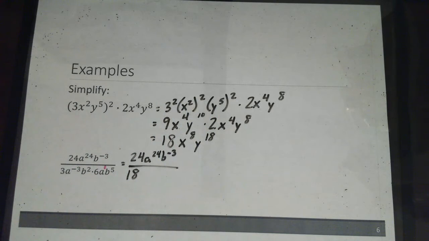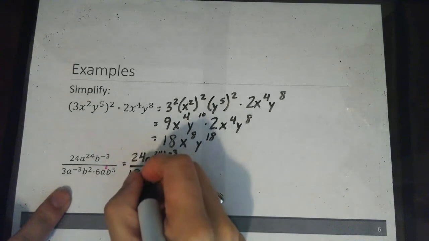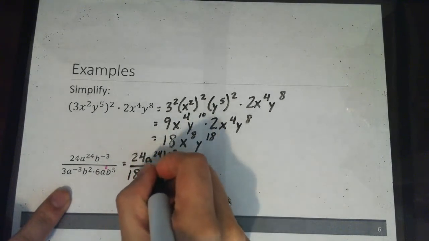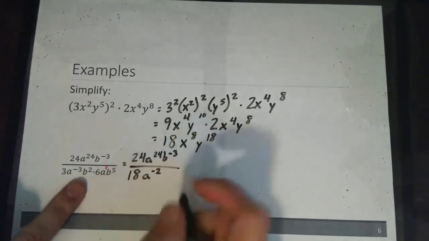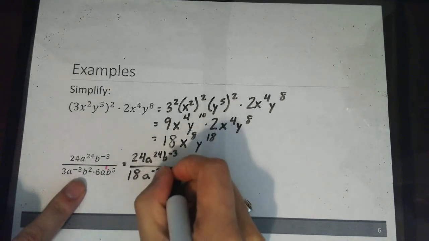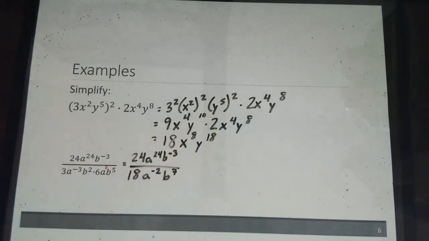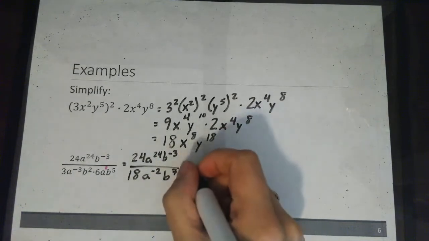Since these are being multiplied by each other, I add my exponents, and negative 3 plus 1 is negative 2. I have a to the negative 2, and then b squared times b to the 5th is b to the 7th. I'm going to deal with my 24 and 18 in just a minute. For now, I'm going to leave them alone.